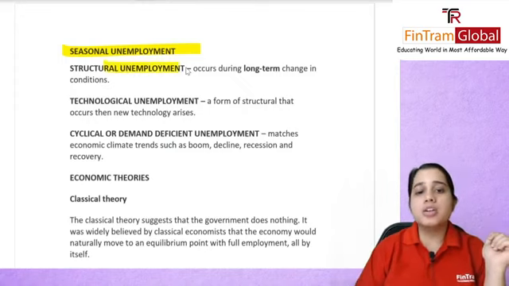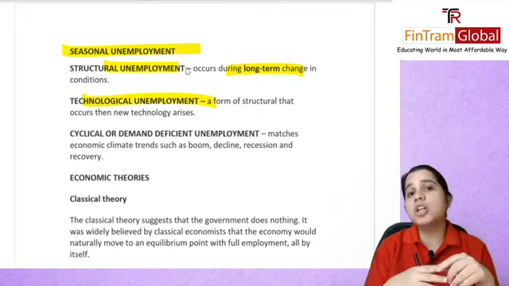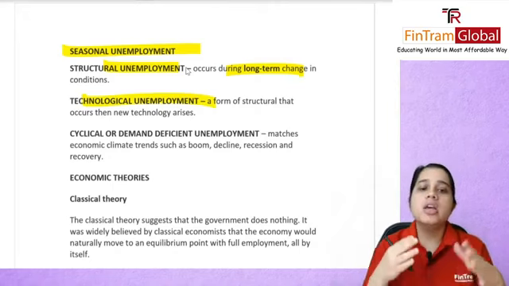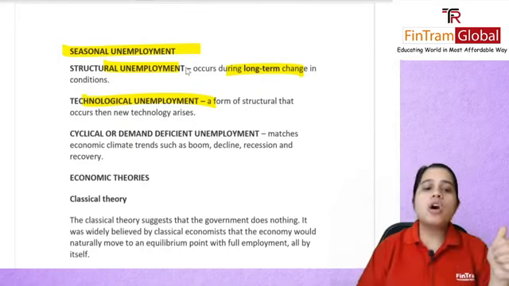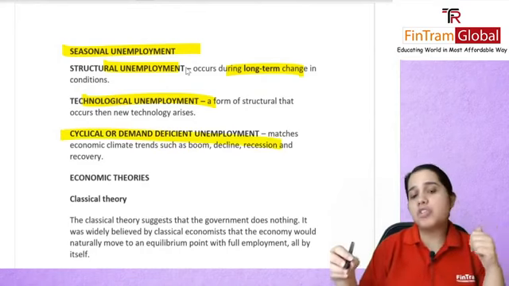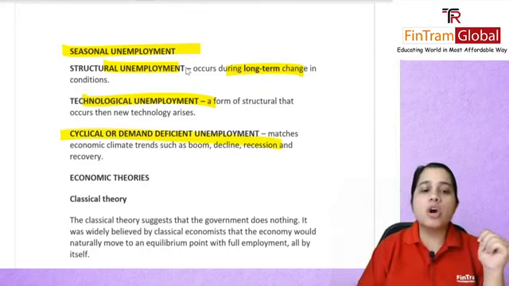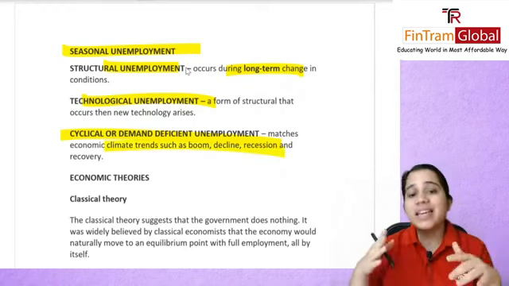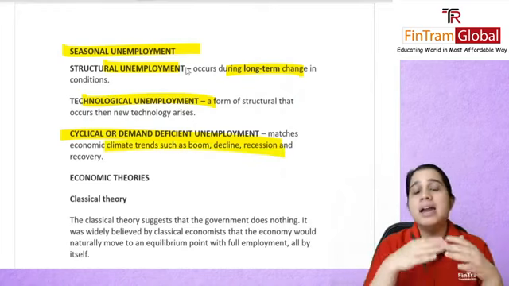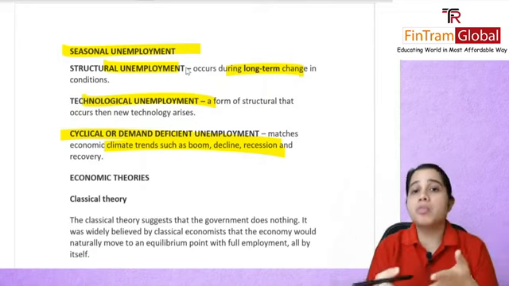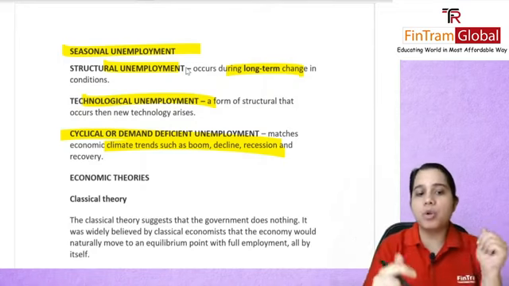Structural unemployment occurs during a long-term change in conditions. Your technological unemployment is sort of a part of structural, when any new technology has arisen. Or you have your cyclical or demand deficient unemployment, which will match your economic climate trend, such as boom, decline, recession. So once there is a decline or recession, probably more people will be unemployed. So there will be cyclical unemployment.